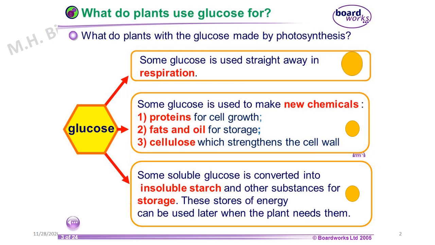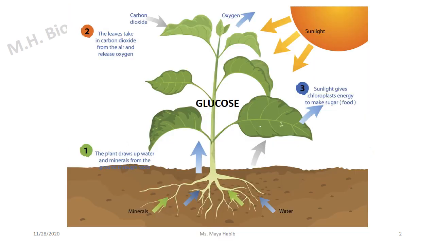Moreover, glucose can be transformed into other types of organic molecules. Excess glucose will be stored in the form of starch. We know that this process of synthesizing glucose results in the production of oxygen, which will be released into the air.